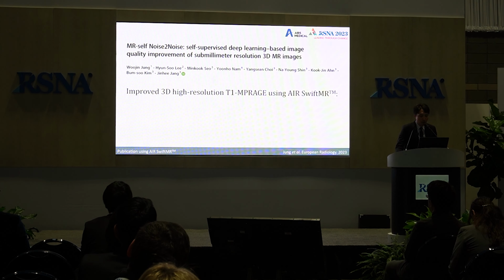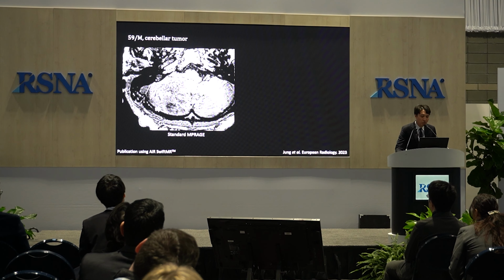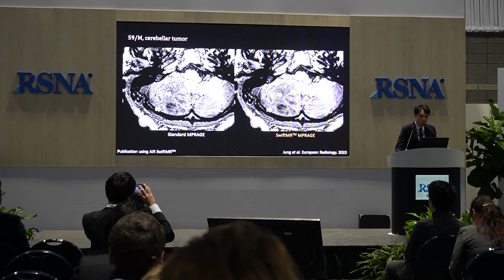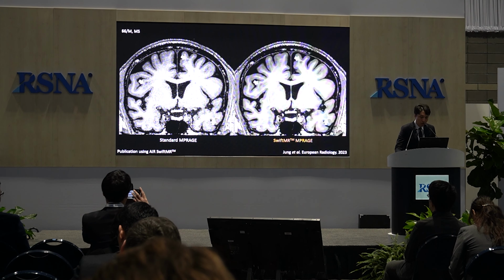In this case, a 59-year-old male with a cerebellar tumor, this is the standard MP-RAGE. You can see that there is a blurred mass and there's some peritumor edema. It's not clearly depicted. After the reconstruction, the tumor and the peritumor edema are much better delineated. In a patient with multiple sclerosis, you can see there are MS plaques scattered around the juxtacortical white matter. After the reconstruction, the margins of the plaques are much better visualized.